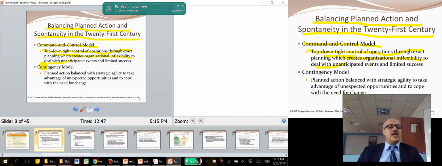And that's why we started to see more contingency model. Contingency model, it's a planned action that is more balanced. Strategic agility to take advantage of unexpected opportunities to cope with the need for change. So you always need to change, but at the same time you want to keep your plans. And so how to keep that and be ready for the unexpected becomes a challenge.